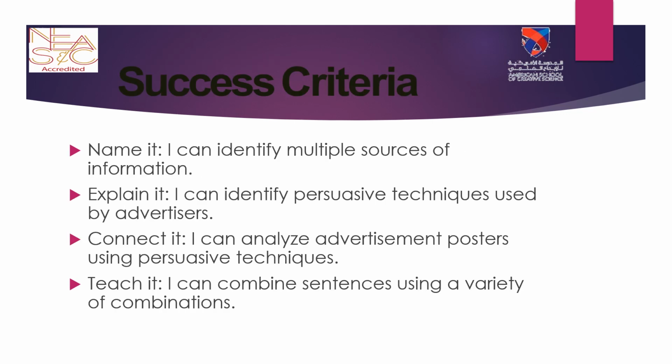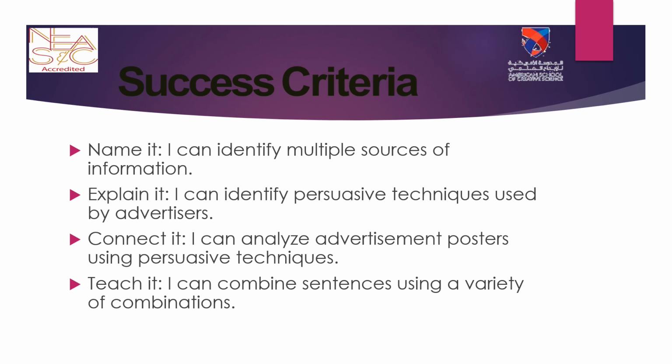Now I will move to the success criteria. I'll start with name it. I can identify multiple sources of information. In here, we are talking about the multiple sources of information that you will find in advertisements, like social media ads, newspapers and magazines, outdoor advertising, video ads, product placement, and so on and so forth.